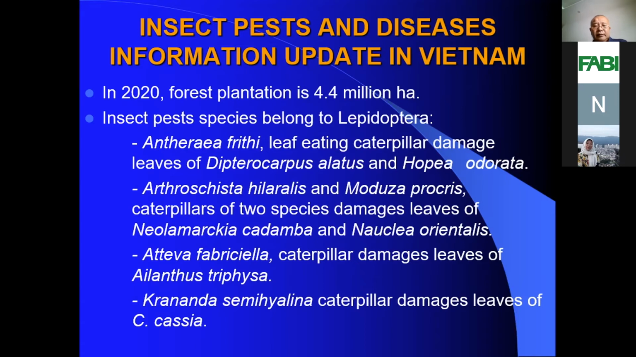Neolamarckia cadamba, Nucleo orientalis. The third one is Ateva fabriciella, a caterpillar eating leaves of the island tooth tree. The last insect is the Grammodes semi-hyalina caterpillar, eating leaves of Cinnamomum cassia.